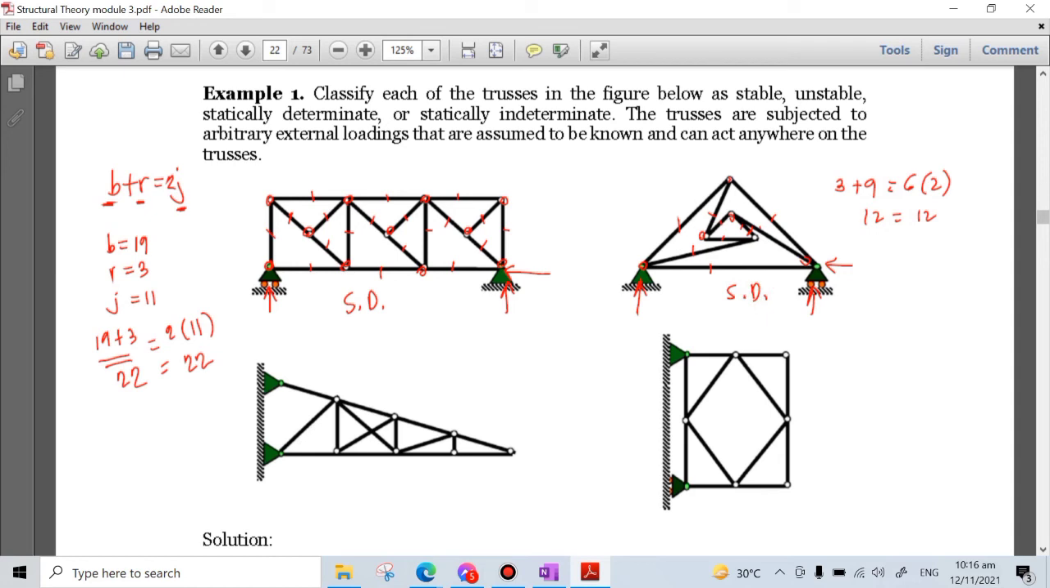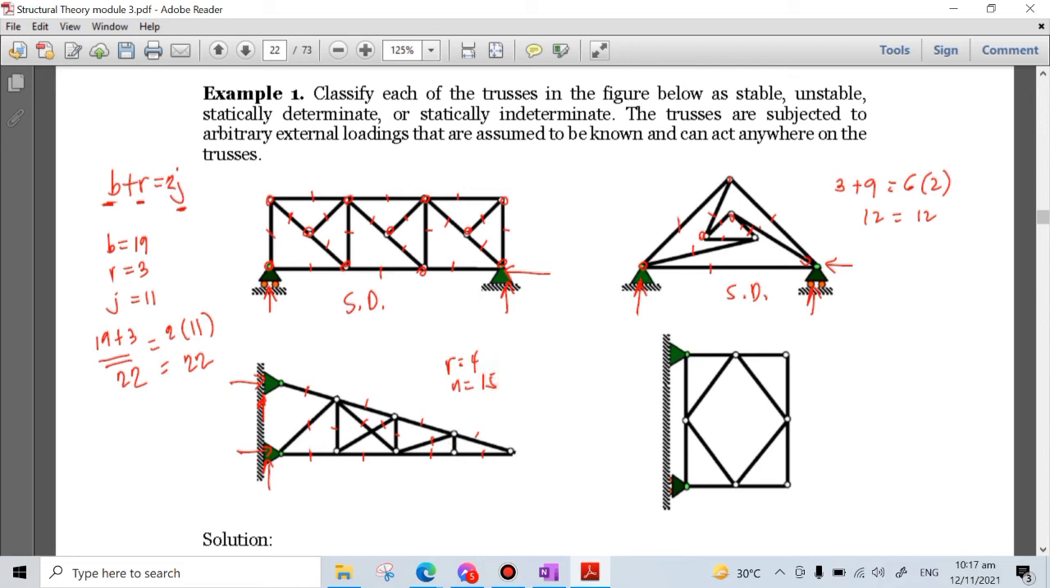While this one, kung titingnan natin, the number of reactions, we have 1, 2, 3, 4. So reaction dito is 4. The number of members here is 1, 2, 3, 4, 5, 6, 7, 8, 9, 10, 11, 12, 13, 14. So number of members here is equal to 14. Tama bang bilang ko? O may kulang? Ah, yes, ito pang isa. It's 15.